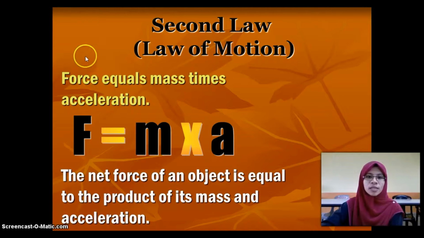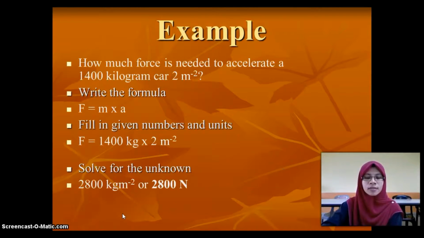The second law states that force is equal to mass times acceleration, which is F equals m times a. The net force on an object is equal to the product of its mass and acceleration. Okay, for example, we have a question like this. How much force is needed to accelerate a 1,400 kilogram car at 2 meters per second per second?